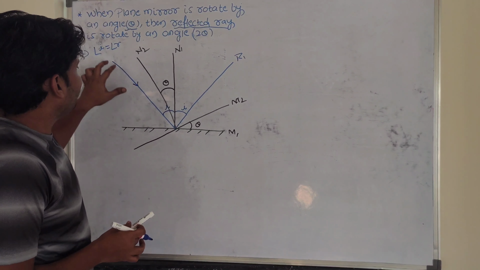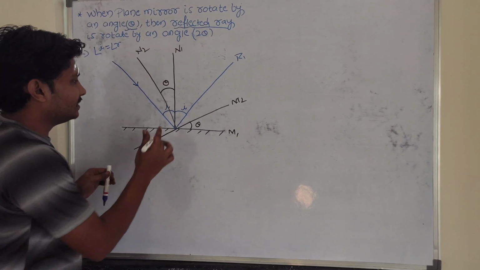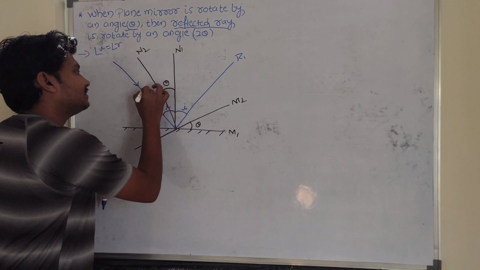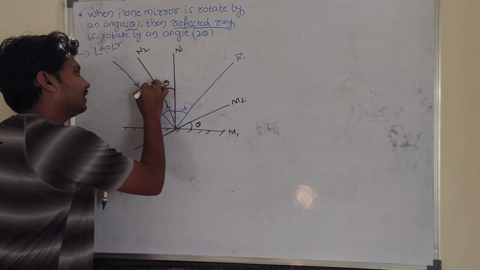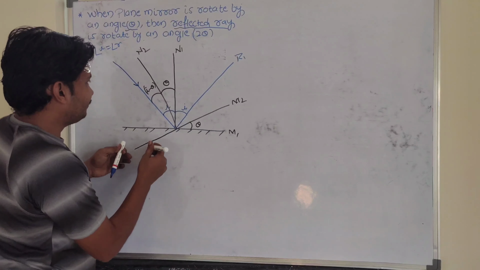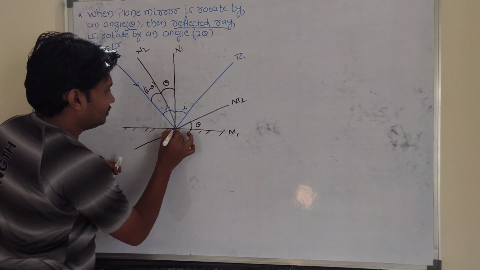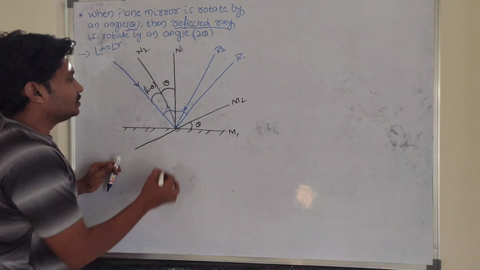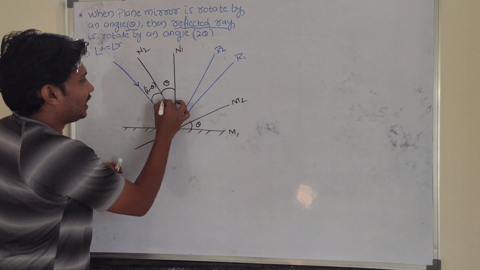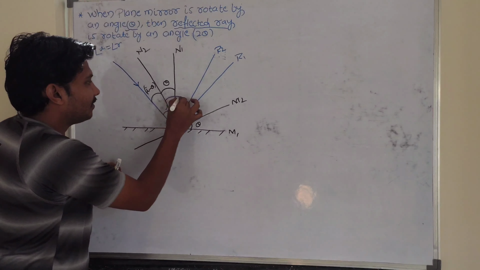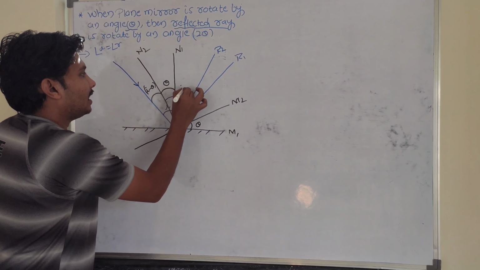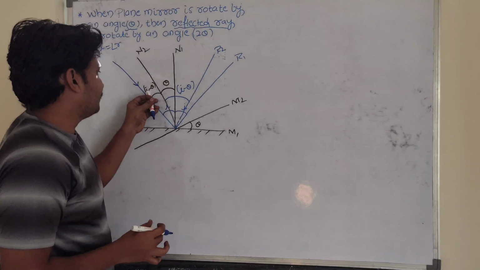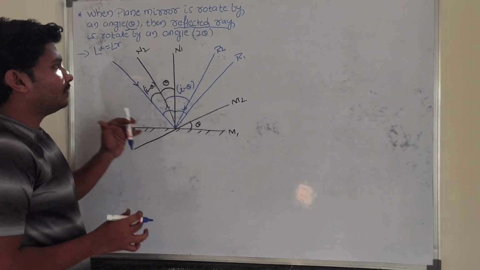Now I would like to consider what the new angle of incidence will be. The initial angle is I and this is theta. What about the new angle of incidence here? It is I minus theta. And the new angle of reflection, that is R2, is the angle between the normal line and the reflected line. That is also I minus theta. Why? Because from the law of reflection of light, the angle of incidence is equivalent to the angle of reflection.